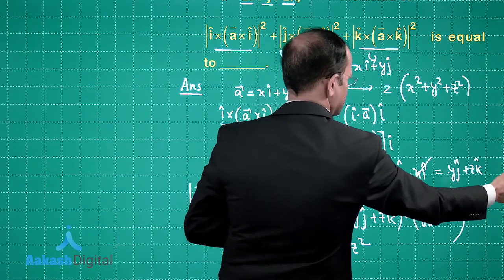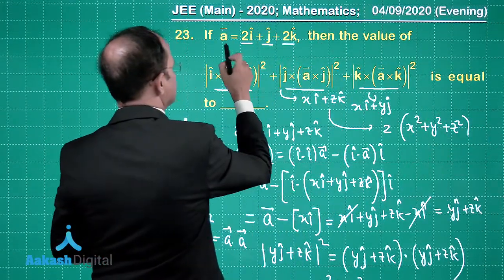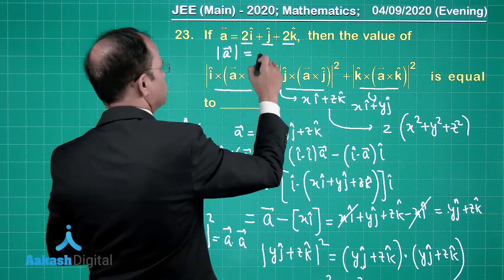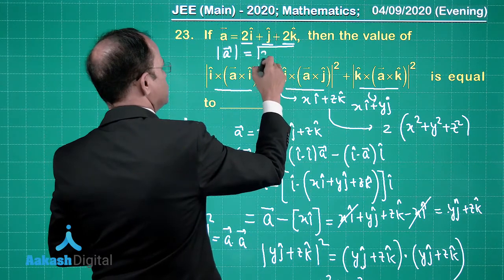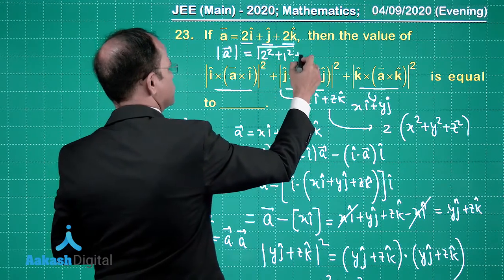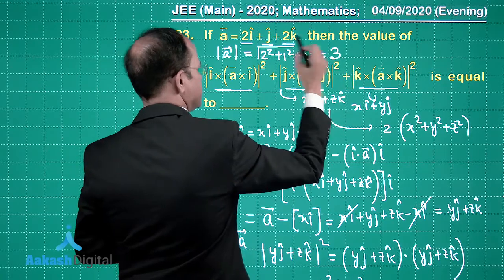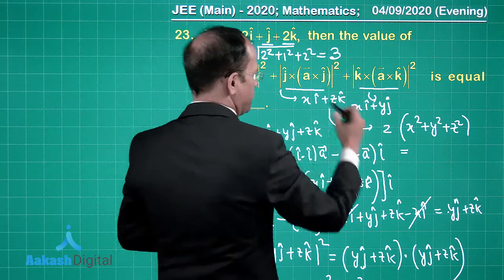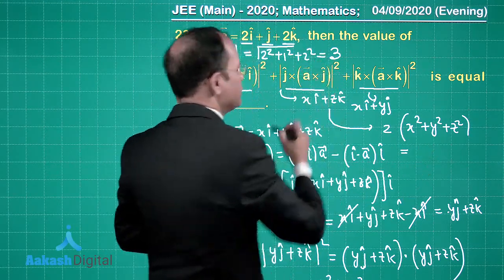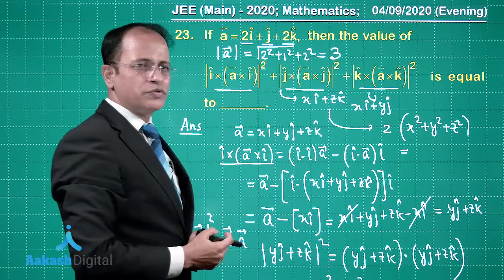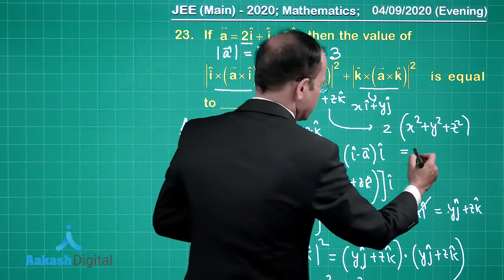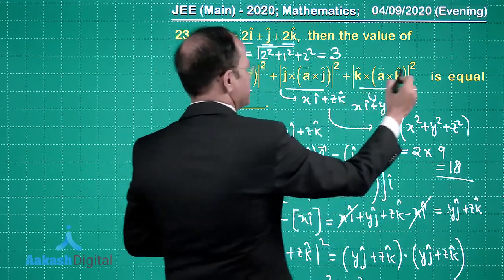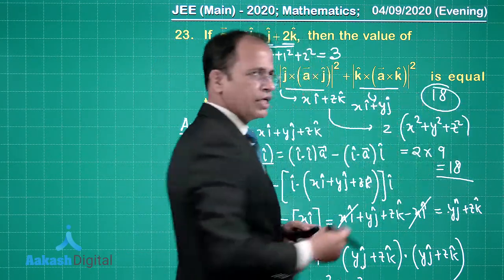So just have a look at this part. This is nothing but the magnitude of A squared, right? So how much does it come out to be? 2 square plus 1 square plus 2 square, which is nothing but 9, since the magnitude is under root of 2 square plus 1 square plus 2 square, which is 3. So if you square it, we get 2 into 9, which comes out to be 18. So the final answer will be 18, right? So this is the answer we are talking about.